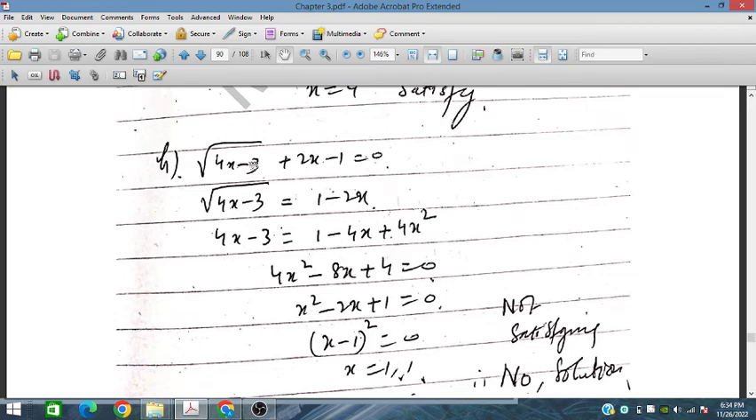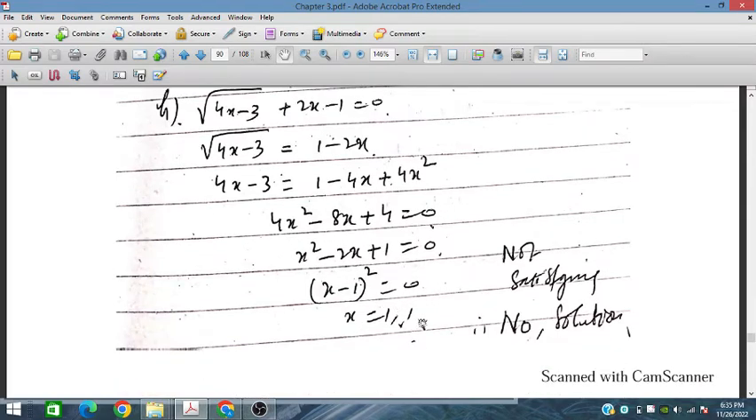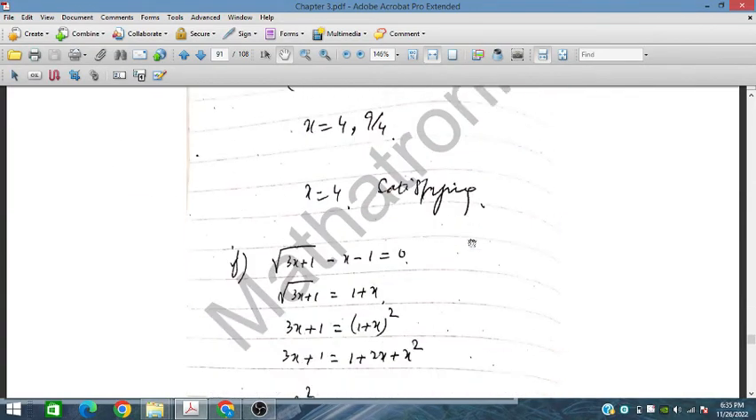Here we have this one, 4x minus 3 plus 2x minus 1. So shifting it to the other side and taking square on both sides and rearranging, we get this, and this is this. So x minus 1 whole square is equal to 0. So x is 1, 1. So we place x is equal to 1 here and here. So this becomes under root 1, and on placing this, this is 2 minus 1, 1. 1 plus 1 is not equal to 0. It's not satisfying. X is equal to 1, not satisfying. So the solution is not possible. Similarly for this one.